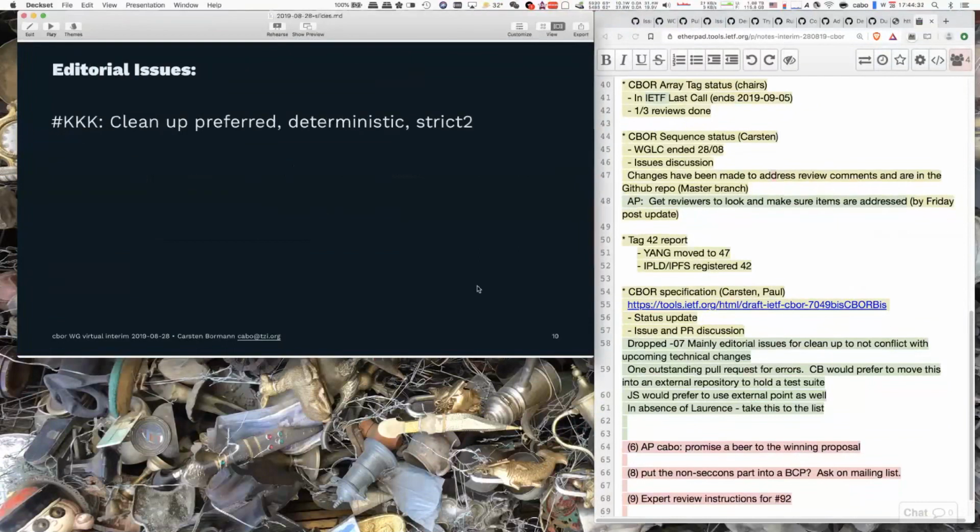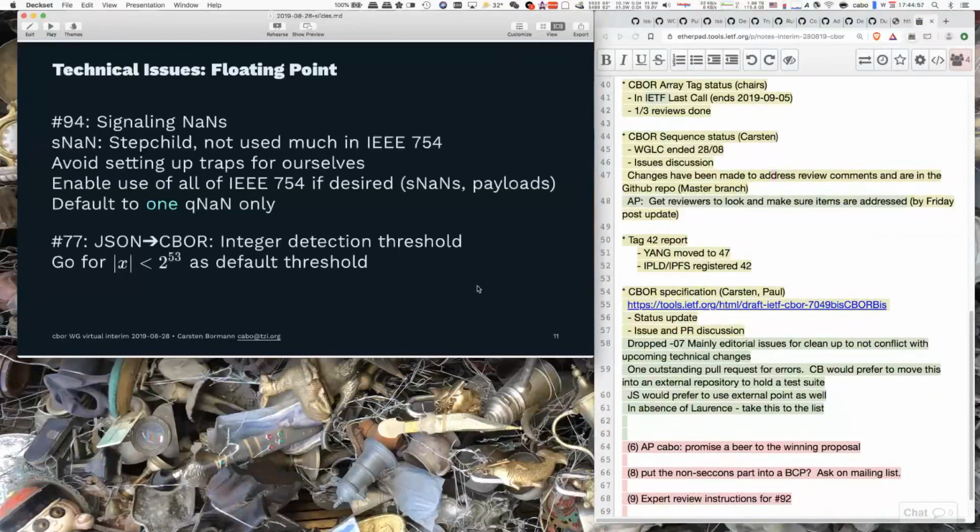Yeah, and the whole preferred deterministic versus the other strict thing still needs some editorial cleanup. I think this is mostly about removing duplication between preferred and deterministic. But I think that's also straightforward. It just needs to be done. And finally, there's of course a whole set of issues about floating point numbers. And I'm not sure that anybody else on this call cares about floating point numbers.